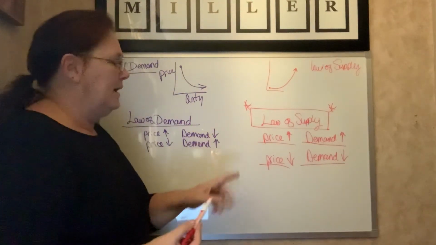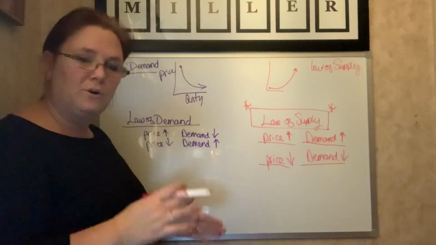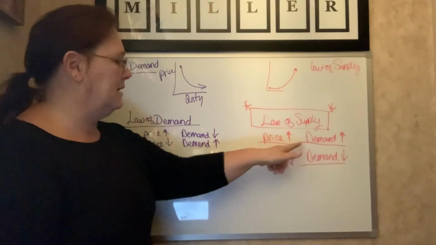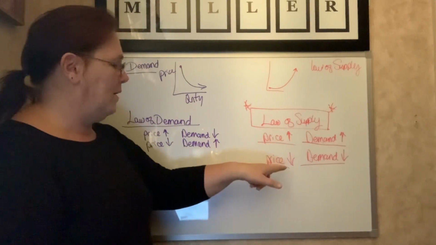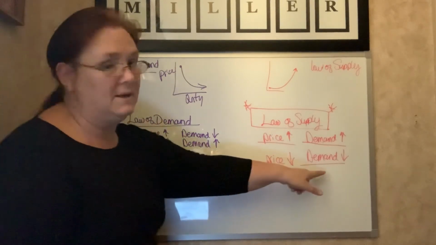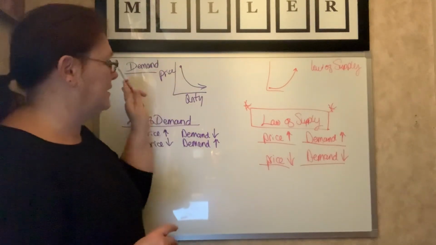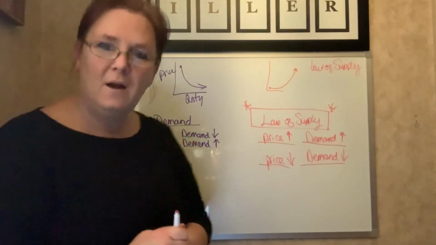Law of supply, you're looking at it from the producer or the manufacturer standpoint, and it says that when I have a high demand, my price is high. When I have a low price, my demand is low. It's just polar opposites. So that is law of demand and law of supply wrapped up in a nutshell.